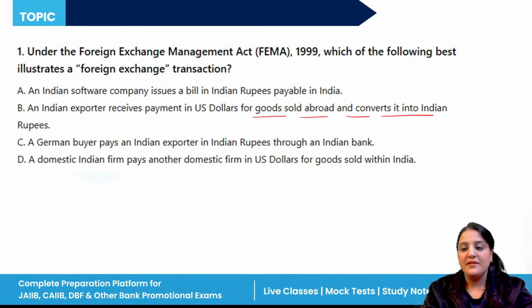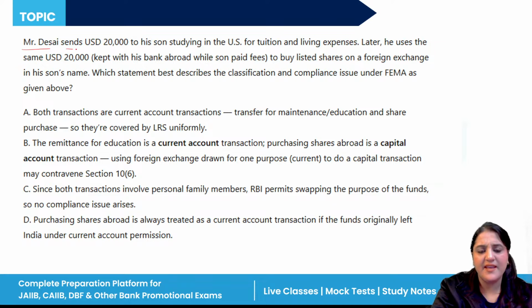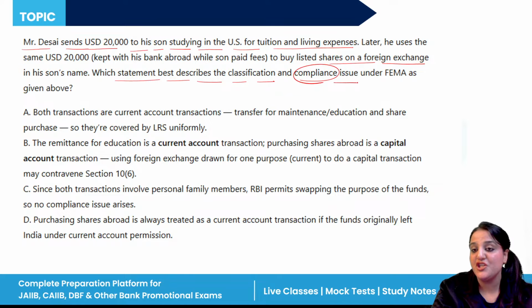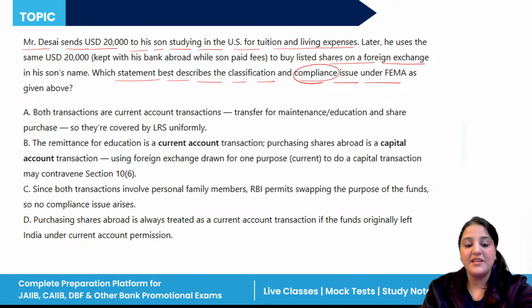Great. Now, Mr. Desai sends US$20,000 to his son studying in the US for tuition and living expenses. Later, he uses the same US$20,000 to buy listed shares on a foreign exchange in his son's name. So, which statement best describes the classification and compliance issue under FEMA as given above?